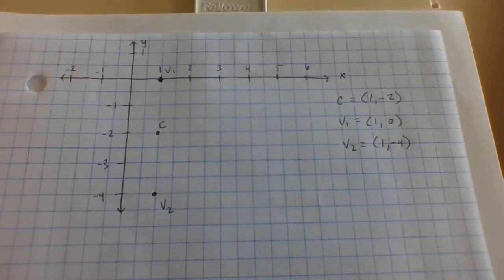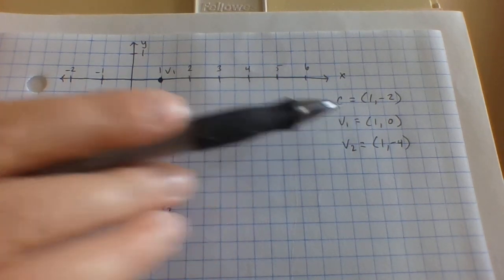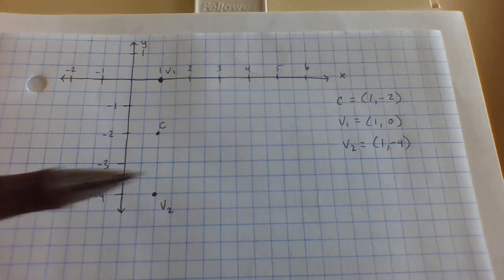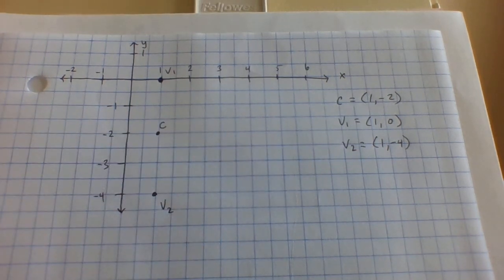Sometimes it's easier to go ahead and plot your points first and then get your coordinates. So I counted up 2 units and down 2 units. Keep in mind in the graph that I'm working with, 1 unit is really 2 blocks. So my V1 value here is the point (1, 0), and my vertex number 2 is the point (1, -4).